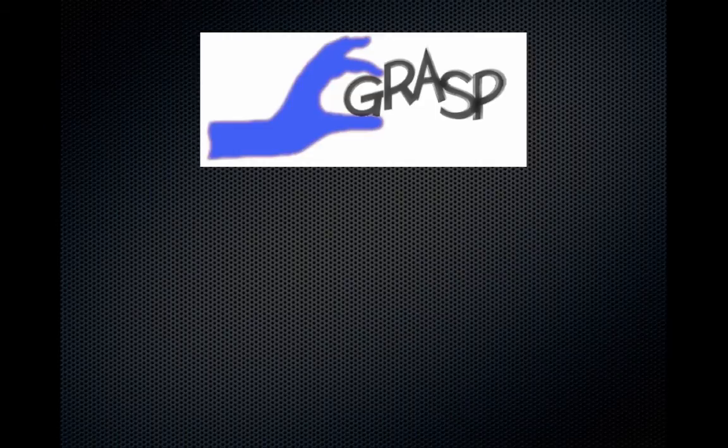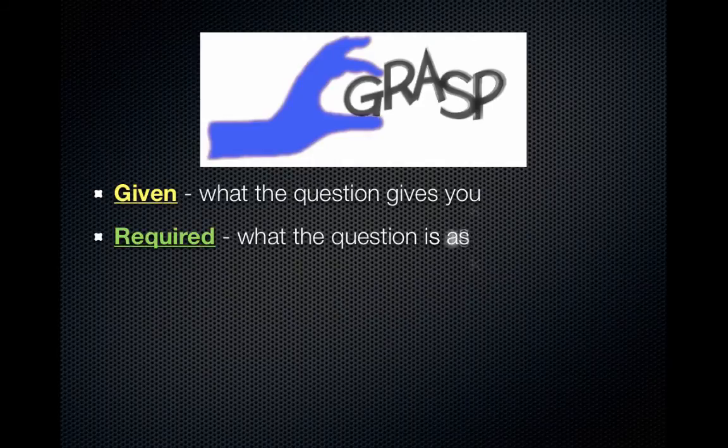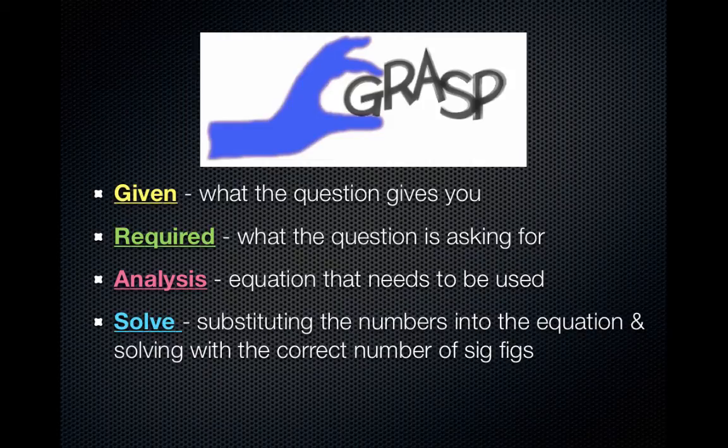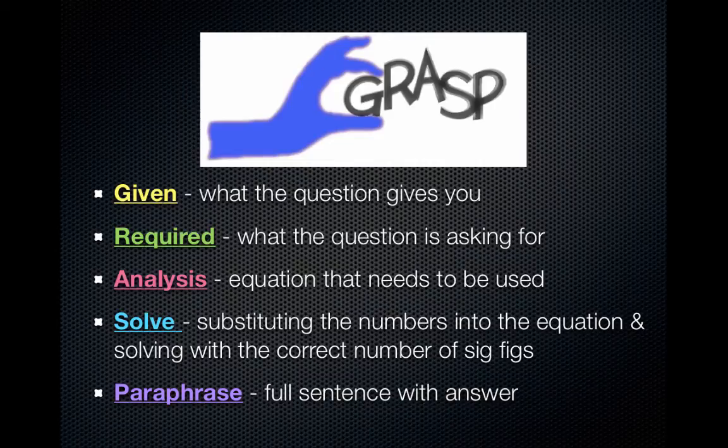When tackling density math problems, you need to use GRASP to get the full marks. G stands for given, what the question gives you. R stands for required, what the question is asking for. A is for analysis, what equation do you need to use. S is for solve, this is where you substitute the numbers into the equation and solve with the correct number of sig figs. P is for paraphrase, you write the full sentence with your answer in the correct number of sig figs.